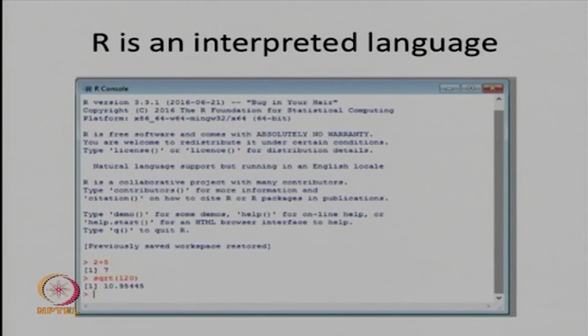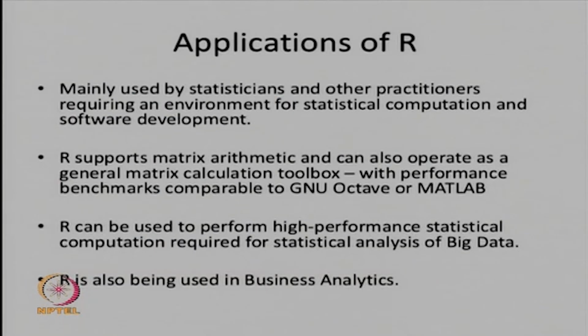It's an interpreted language. This is just a print screen of the R console. You can just enter things here. R has been widely used by statisticians. It was actually developed at the University of Auckland and is now widely used. It has a support base where people contribute to its further development, and it has met performance benchmarks comparable to those of GNU Octave or MATLAB. That is the reason why it is used for statistical analysis of big data as well as in business analytics.